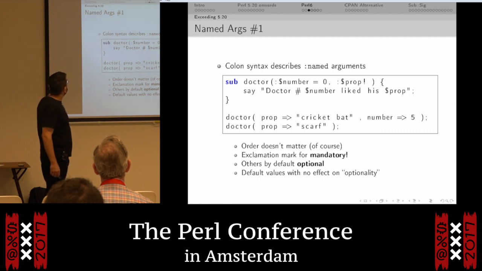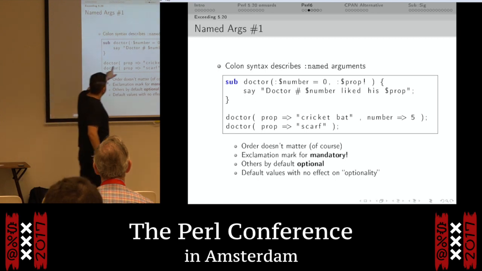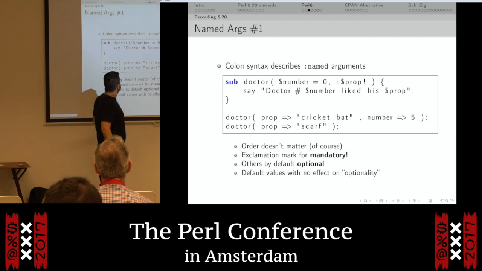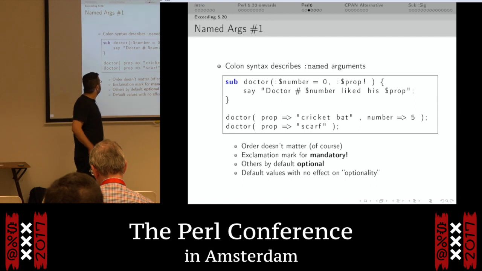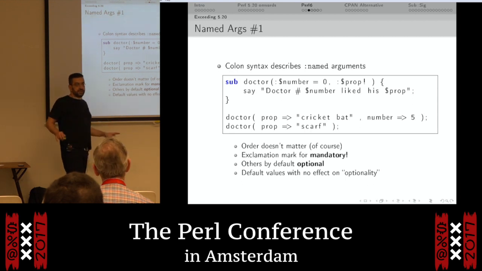So beyond the features of 5.20, you have named arguments, which are indicated by the colon syntax. So if you have a colon, it says number and prop must be names indicating what value to pass. I have to say, I chose a syntax which is valid Perl6, but close to Perl5. There are other possibilities to do it in Perl6 too. I didn't want to confuse you because it's more about the semantics and not about the syntax of Perl6. So of course, order doesn't matter. Exclamation mark is for mandatory. Others are by default optional.